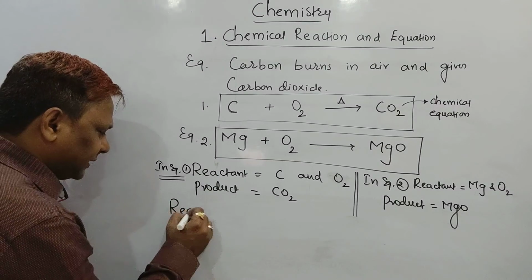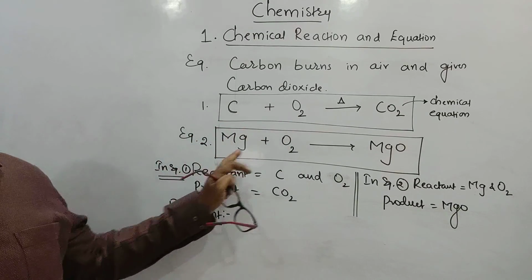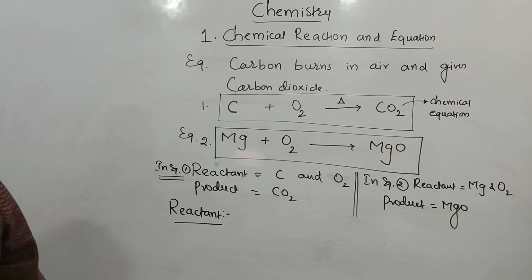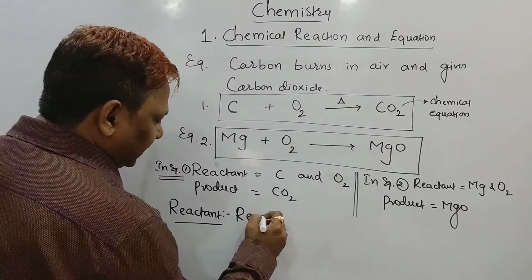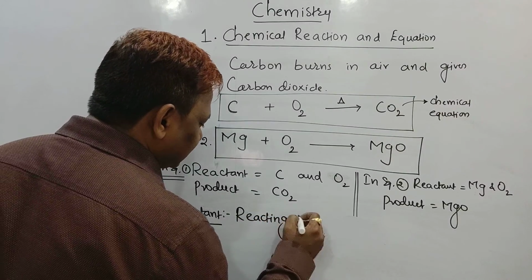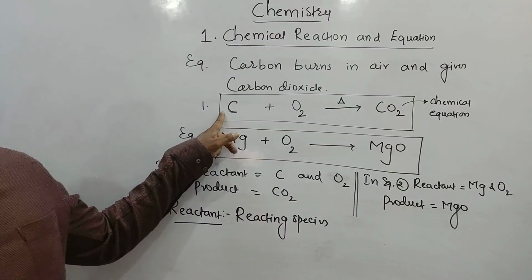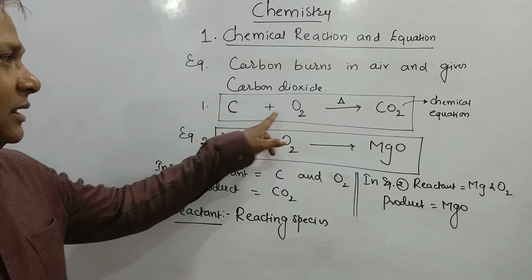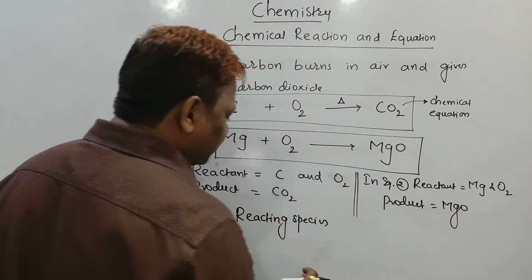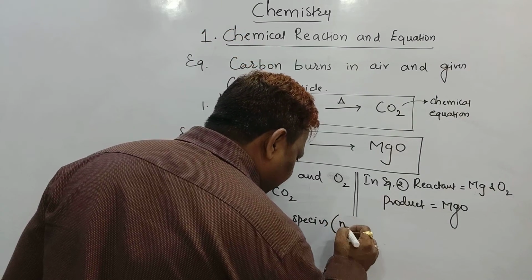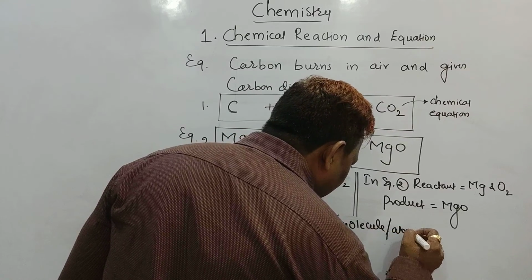So can we say this reactant, this carbon and oxygen, magnesium and oxygen, is nothing but the reacting species, called a reactant? Reacting species. But a reacting species means what? Carbon, it is in the form of what? Elements, or we can say it is an atom. But oxygen, it is in the form of what? Molecule. So atom, molecule or ion is called the reacting species. A reacting species may be a molecule, it may be an atom, or it may be an ion.